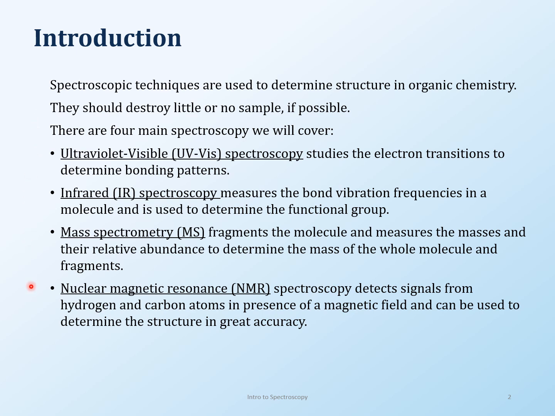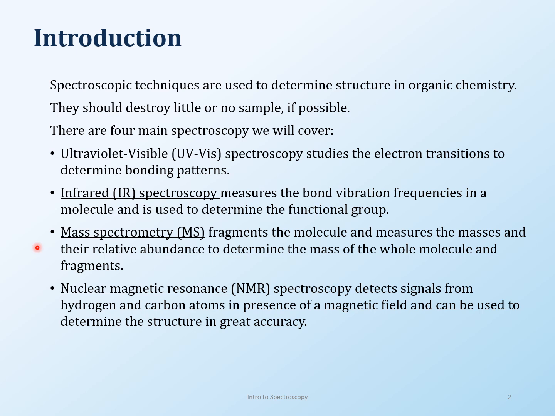So we're going to be doing 4 spectroscopies if possible. One is ultraviolet and visible spectroscopy. Ultraviolet and visible are 2 different regions of the electromagnetic spectrum, but we do them together. Then we will study infrared spectroscopy, which is IR, the infrared region of the electromagnetic spectrum. And then we will do mass spectroscopy if possible.